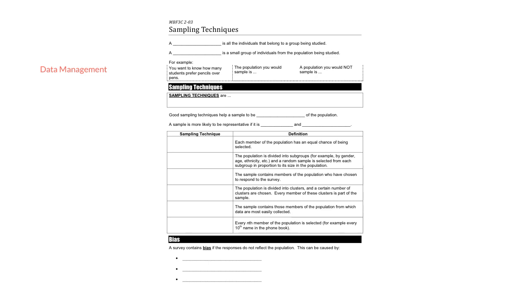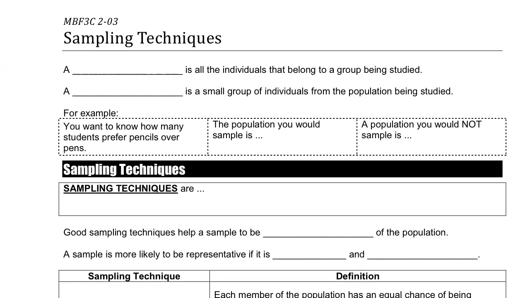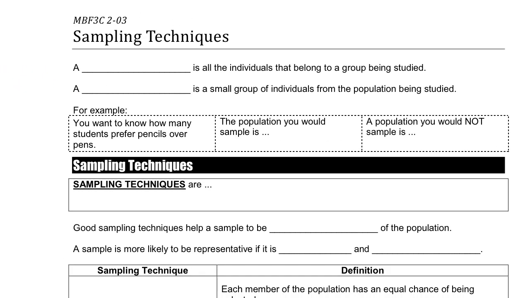So the first part is collecting data. In order to collect data, you have to use sampling techniques, and that's what this lesson's all about. I'm going to start off with some terminology that you need to know in order to understand what I'm talking about as we go through the next set of lessons. The first two words I want to talk about are population and sample. So a population is all the individuals that belong to a group being studied. The sample is just a small group of those individuals.